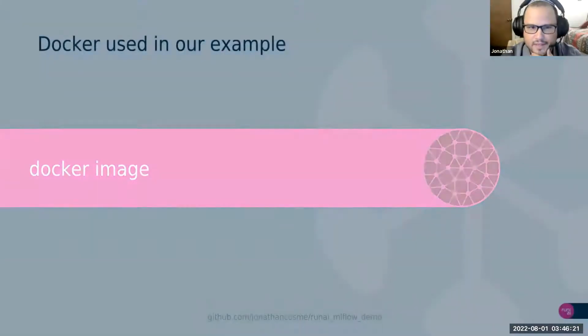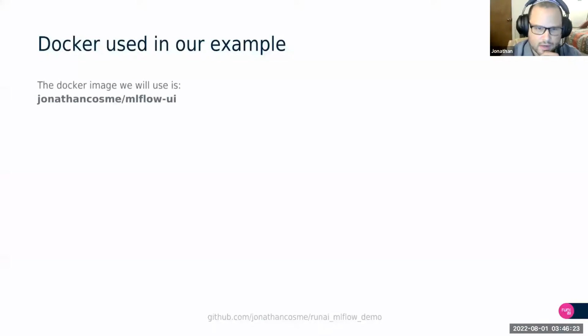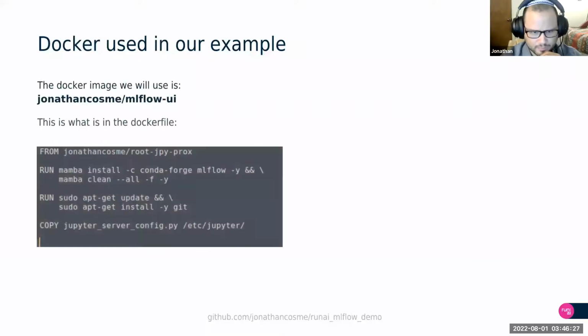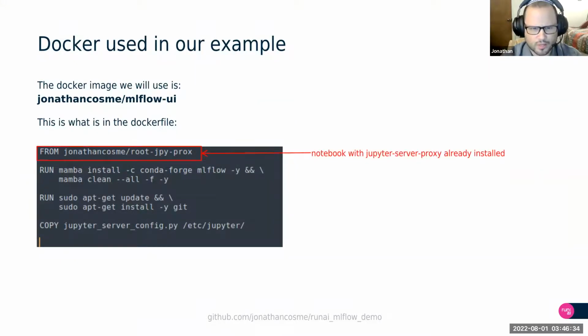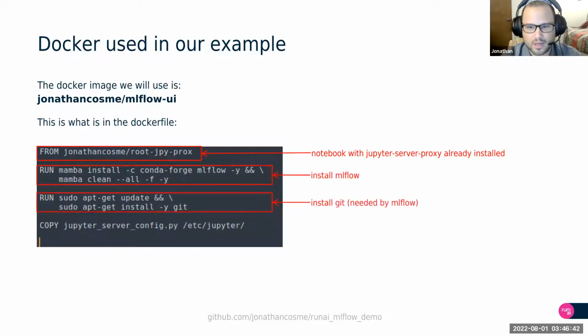All right. And then the second thing is the Docker image. So in our example, I created this Docker image called mlflow UI. It's available publicly if you want to look at it, but this is basically what the Dockerfile looks like. We're going to start with an image that's got Jupyter Server Proxy already installed. And then we want to install mlflow and also install git because it's needed by mlflow.